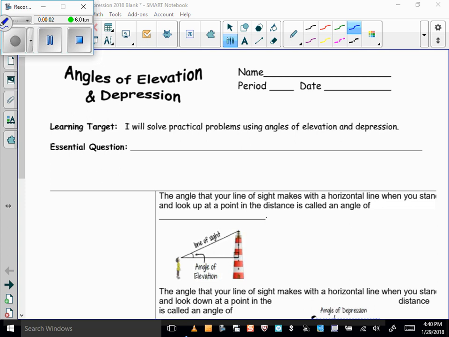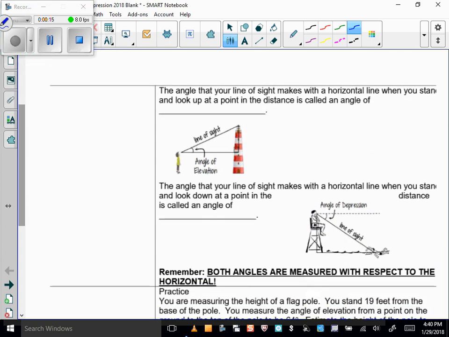All right, we got some new terminology today, angles of elevation and angles of depression, but we're going to solve these problems using trig and triangles just like we did in our last lesson. So really all you got to know are these two new terms. So here we go. The angle that your line of sight makes with a horizontal line when you stand and look up at a point in the distance is called an angle of elevation.